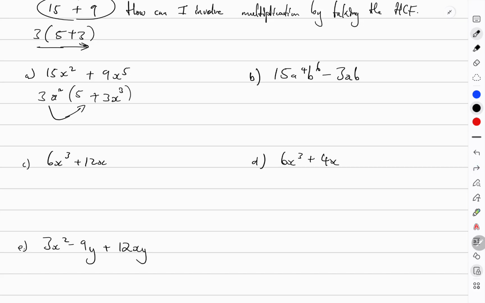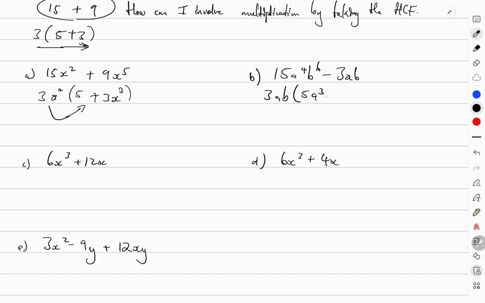Now let us look at the second one. Is there a highest common factor between 15 and 3? Yes. What is going to become that value? It's going to become a 3. Is there a highest common factor between a to the power 4 and a? Yes, it is going to become a. B to the power of 6 and b? Yes, it is going to become b. What should I multiply by 3ab such that I have 15a to the power of 4 and b to the power of 6? It is going to become 5.